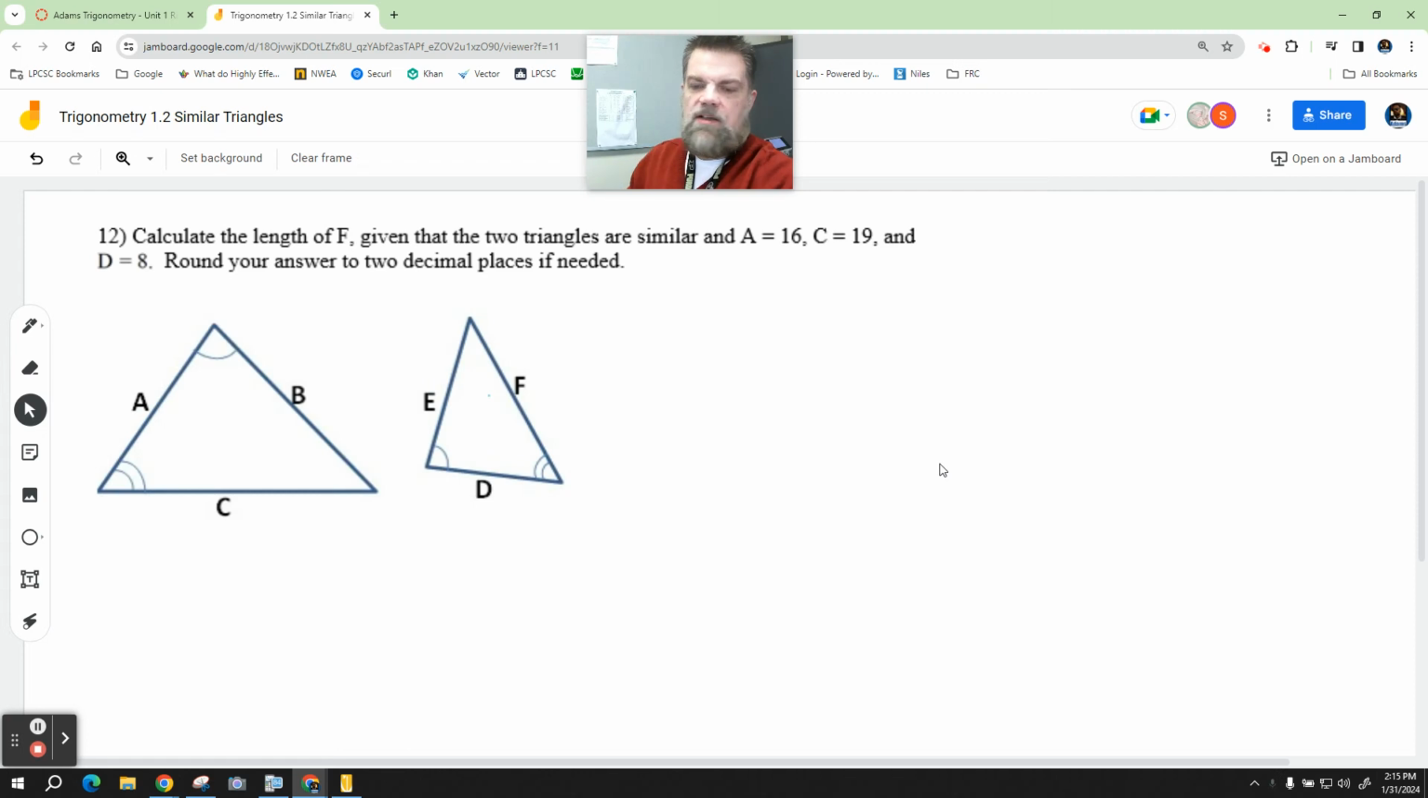All right, it says calculate the length of F, given that these two triangles are similar. A equals 16, so let's start labeling the stuff. A is 16. C is 19. D is 8. And we want to know what F is.